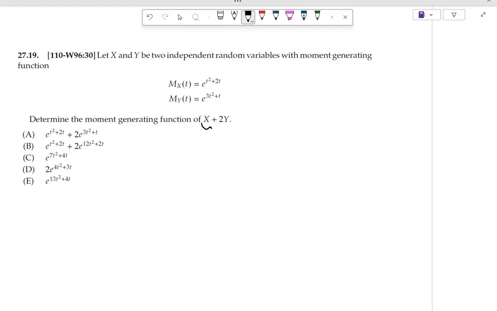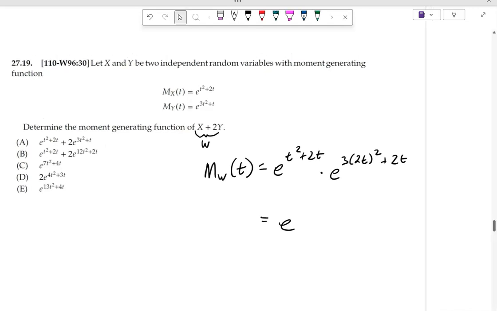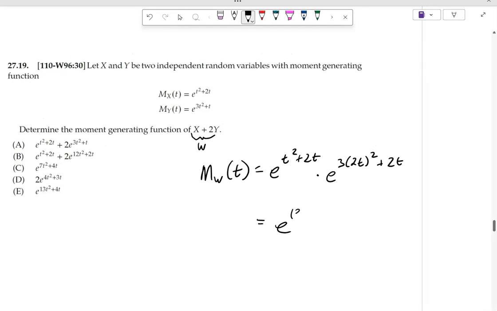So if I'm going to just call this W so I can use the subscript, we would have e to the t squared plus 2t, that's the moment generating function for X, times e to the 3 times 2t squared plus 2t, right? So, pardon me. And what do we get? E to the, that's 12t squared plus another t squared gives me 13t squared, and then plus a 4t. So it must be letter E there.